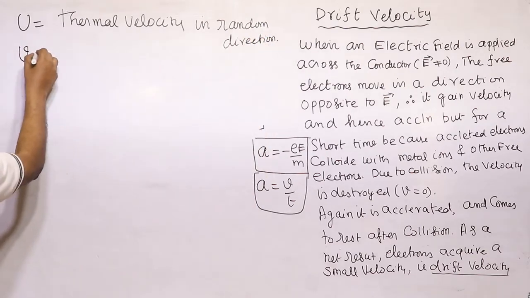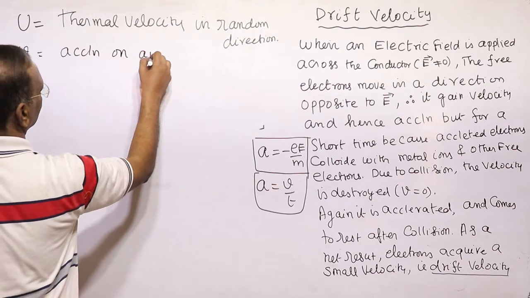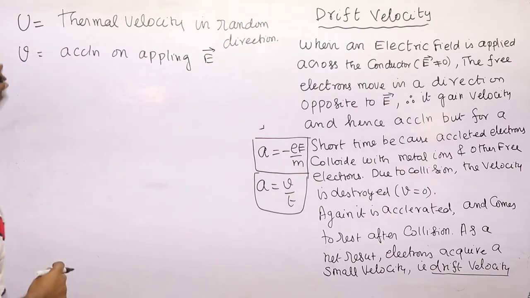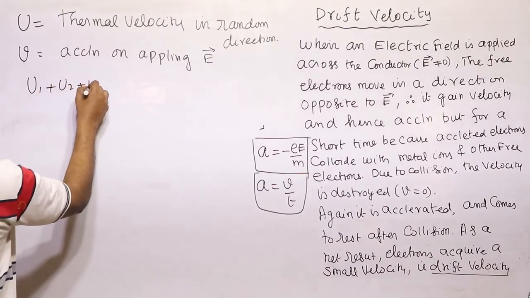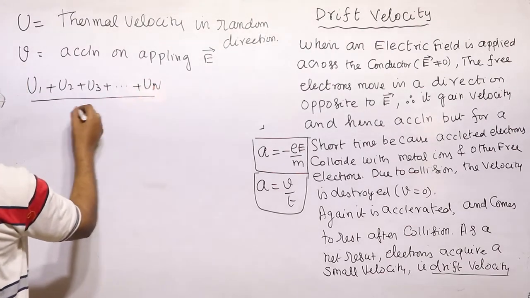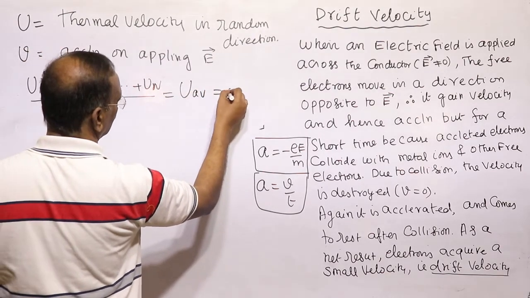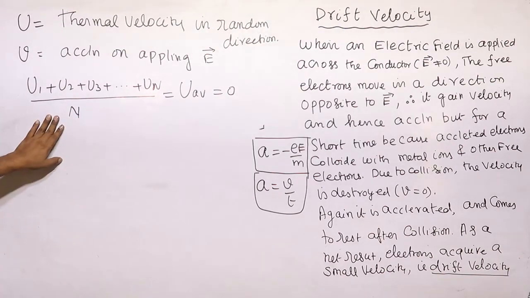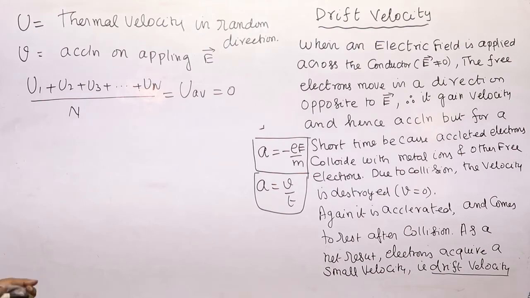Another velocity is acquired due to acceleration on applying an electric field. There are two types of velocity. As we have seen, u1 plus u2 plus u3 plus un divided by the total number of electrons is equal to U average, which is equal to 0. The average thermal velocity of all electrons is 0. Add all things, divide by the total number of things, that is equal to 0.